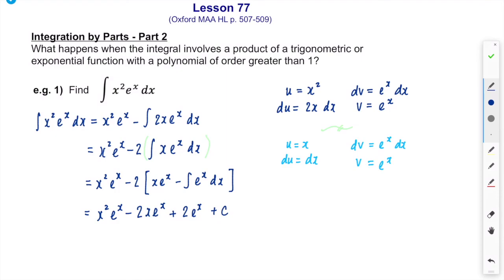If you prefer to factor out the e to the power of x, that's fine. If not, you can leave it in this form. It's also okay. And this is your example 1. As you can see, sometimes you will need to apply integration by parts more than once in order to fully integrate a given function.